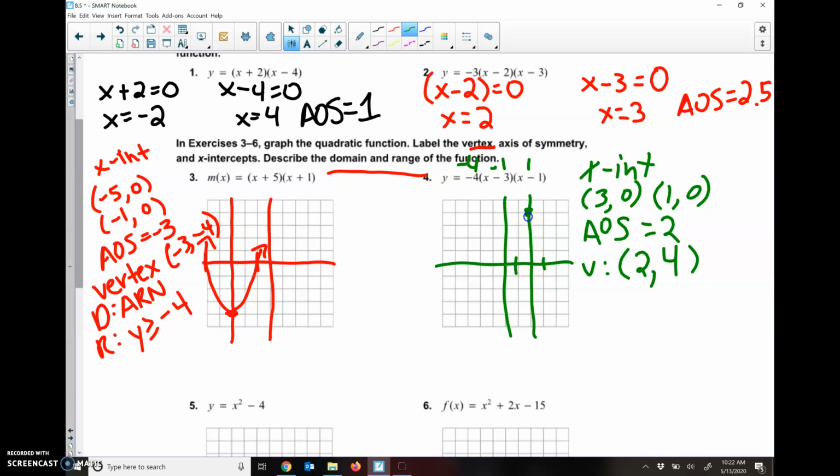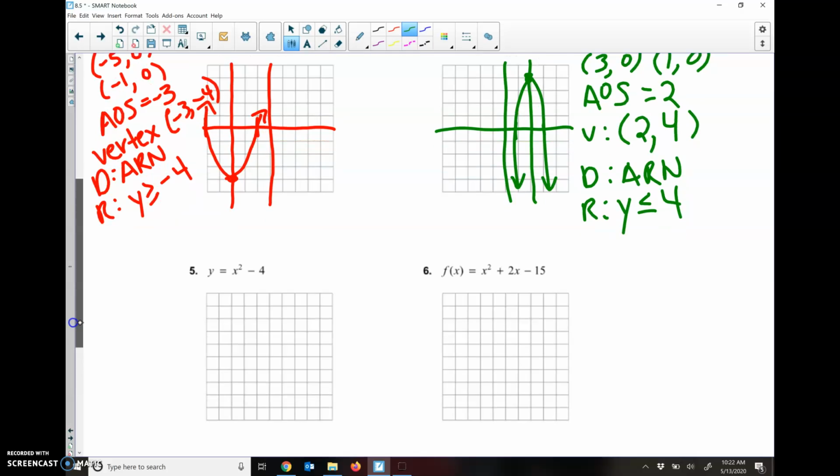So that means I'm going to go up to 4 here. Since it's negative, I know I'm going to be facing downward. And you can see this one's a little tighter than the other one because my intercepts were a little closer. So domain, still all real numbers. Range now, since it's going down, y has to be less than or equal to. That's the highest point y is ever going to be. And it's going to be less than or equal to 4.